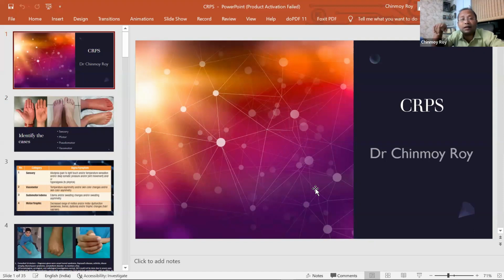That is the treatment of CRPS. So first you have to diagnose the case of CRPS, then only you can go for the treatment.